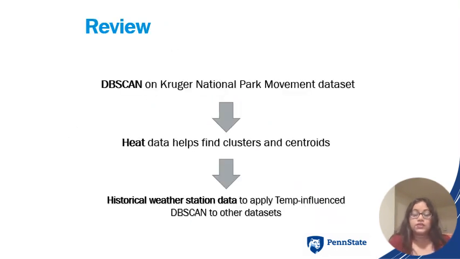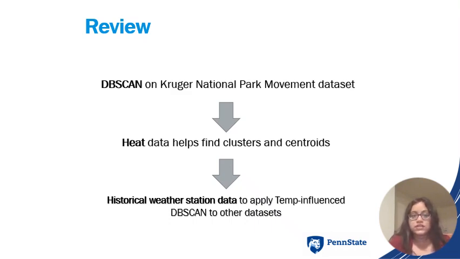Now let us briefly review the overall methodology of our work. So we first utilized DBSCAN on the Kruger National Park as well as the Etosha National Park dataset, which provides insights into distinct elephant movement clusters within the park's terrain. The second one is the heat data integration, where this heat data not only visualizes the concentration of elephant movements, but also aids in effectively identifying clusters and their respective centroids. So it gives a more accurate picture of high activity zones.